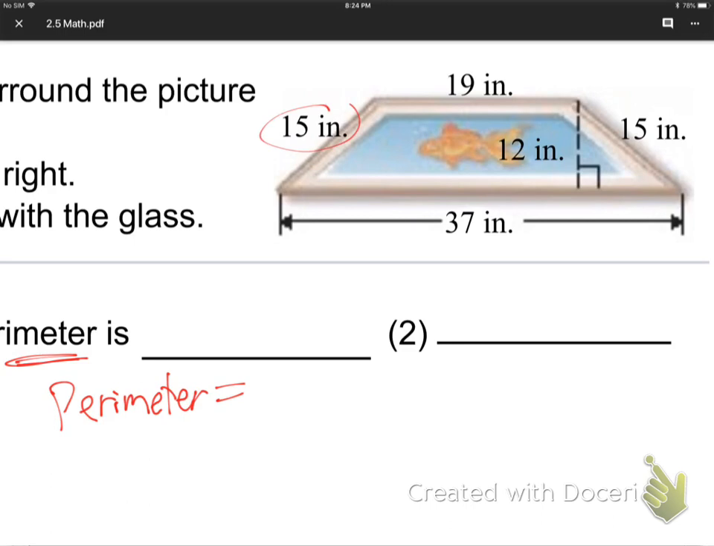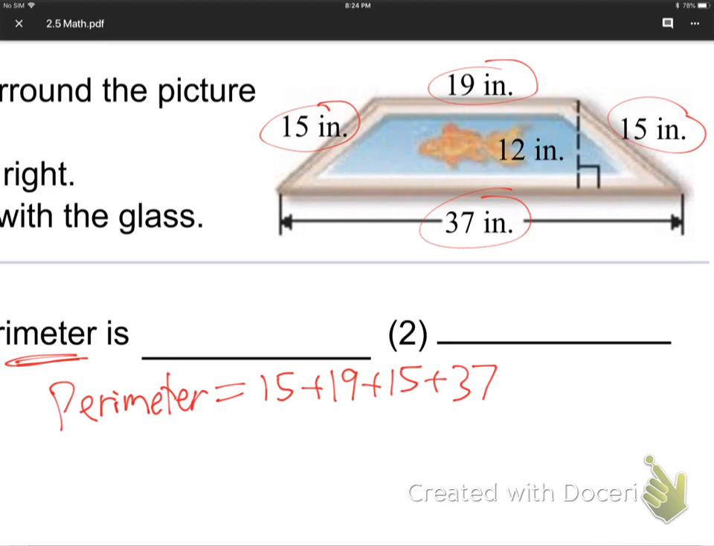Just all sides, yeah, just the 15. There's where the 15 gets used. 15, 19, 15, 37. We don't use the 12 at all, because that's not part of the outside. We use that for area, but we don't need it for perimeter. So it's going to be 15 plus 19 plus 15 plus 37. So basically top, bottom, right, and left, all added up. 30, 49, 80, 86. I think it's 86.